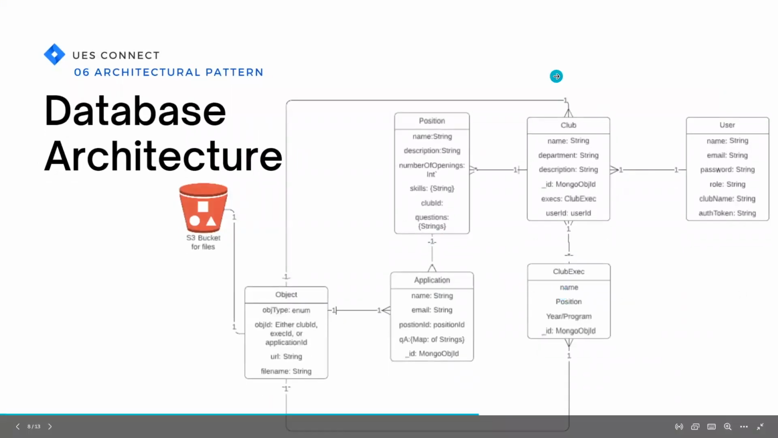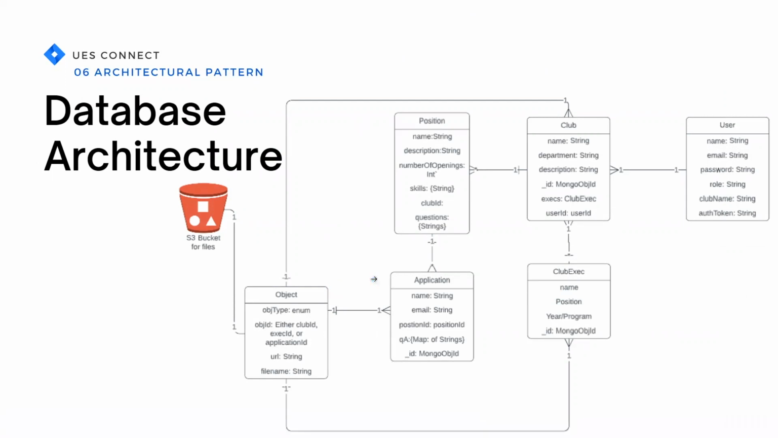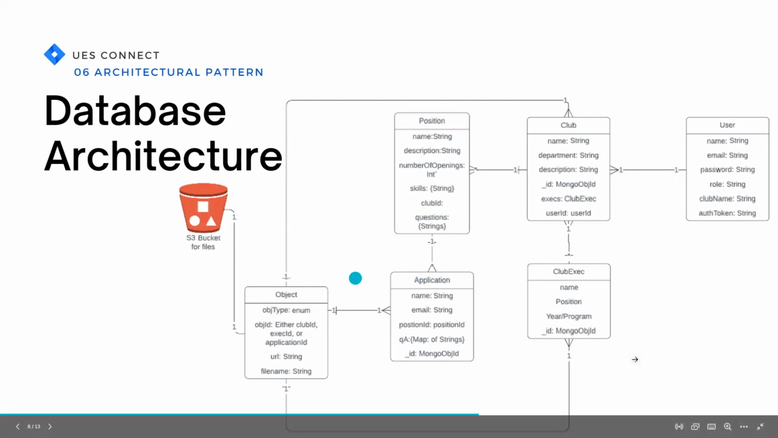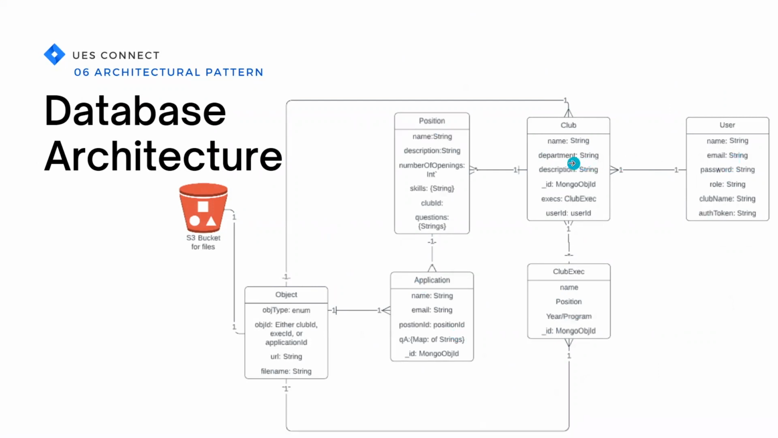As for the database architecture, we opted for a NoSQL database structure because we knew that we were going to be doing a lot of prototyping and a lot of quick moving. So we didn't want something that was SQL based, where we would constantly need to rewrite the schema and drop collections. So we opted for a NoSQL schema database, and this is the schema, the ER diagram that we have here. So top level user has a club. The club owns the positions and the club execs.